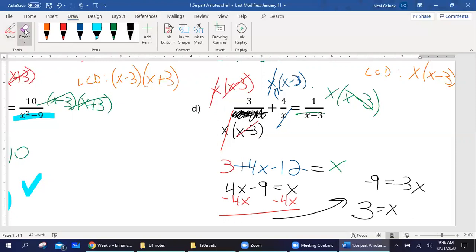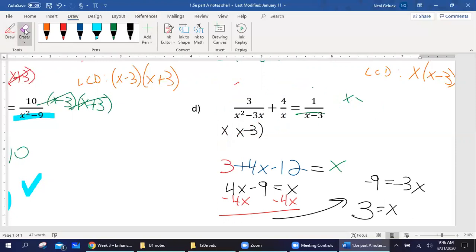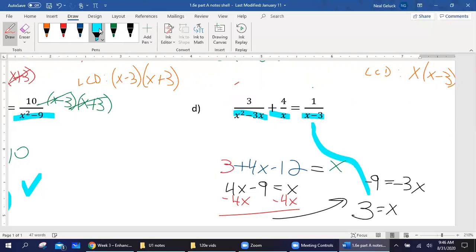But again, I have to check, does that cause any division by zeros? Yes, it would. As long as it does it in one place, we've got to toss it. Right there it would, and technically, it also does there. So it causes a division by 0. It's tossed. This is another no solution problem.